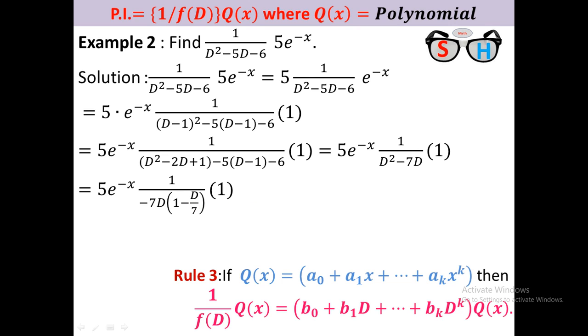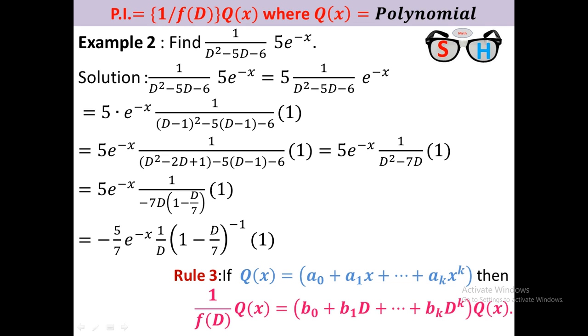And then you use rule 3, because this is 1, a 0 degree polynomial. Therefore you have to express 1 by 1 minus D by 7, that is 1 by f of D. Here f of D is 1 minus D by 7. You have to express 1 by f of D as an infinite series, and then you have to discard the terms of degree greater than k. Here k is 0, a 0 degree polynomial, therefore you have to discard all the terms of degree greater than or equal to 1. Now this is minus 5 by 7 e to the minus x, 1 by D of 1 minus D by 7 whole to the power minus 1.